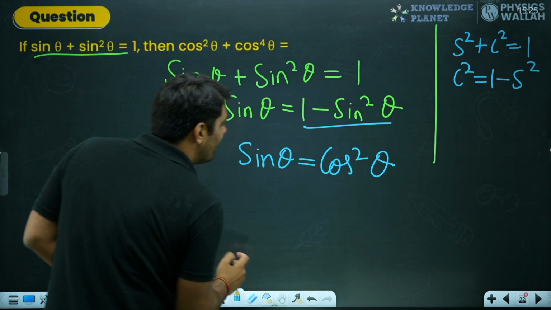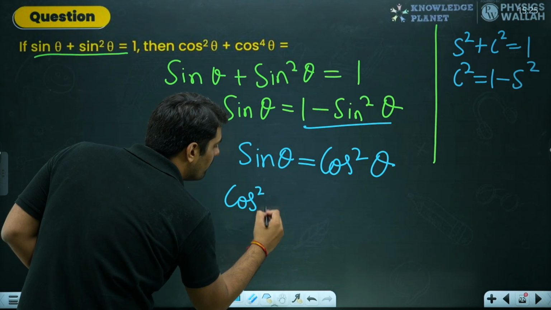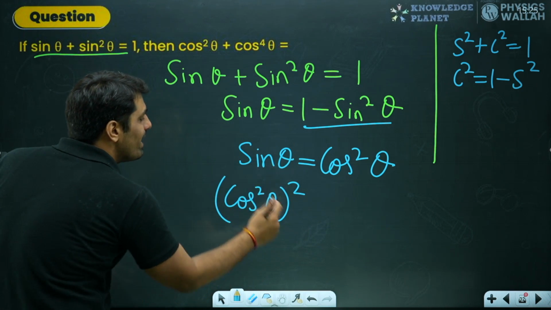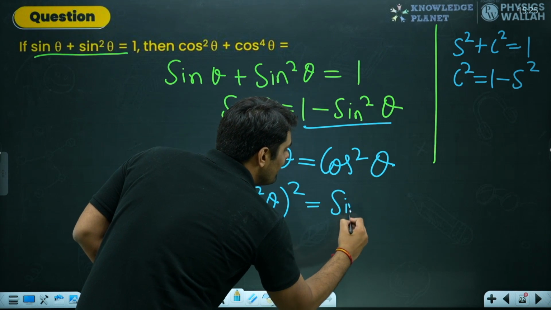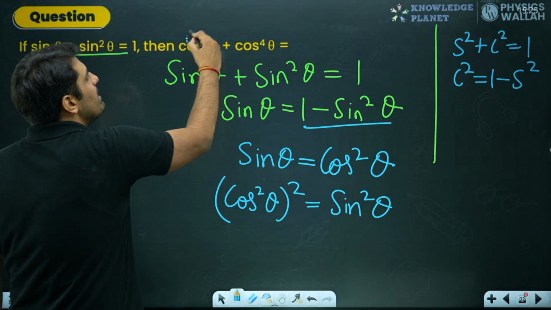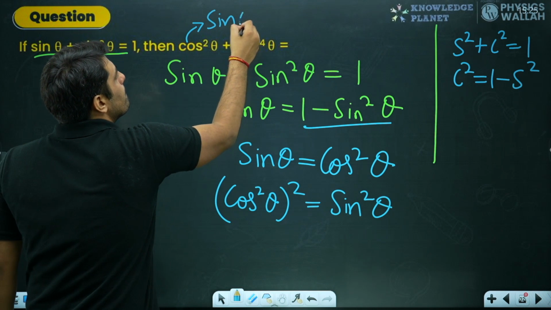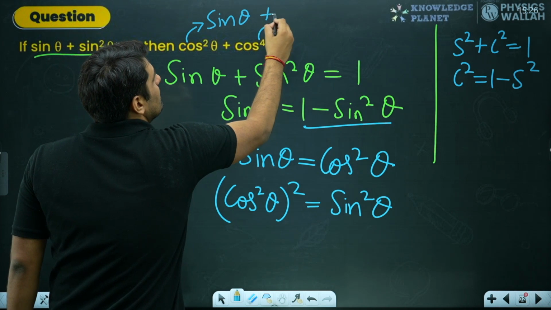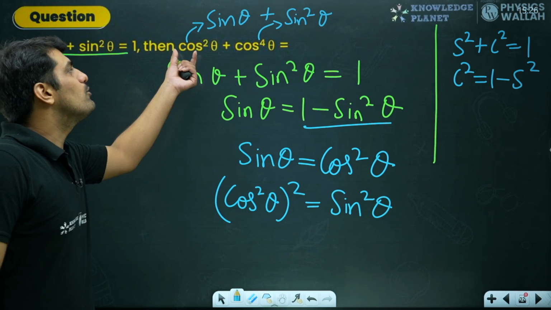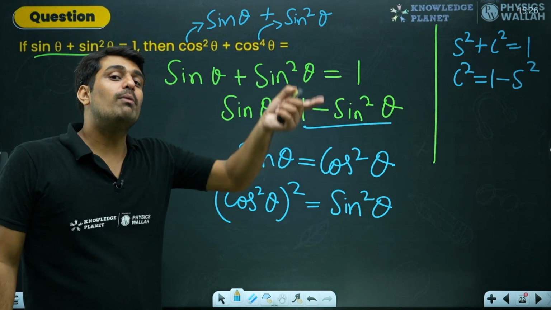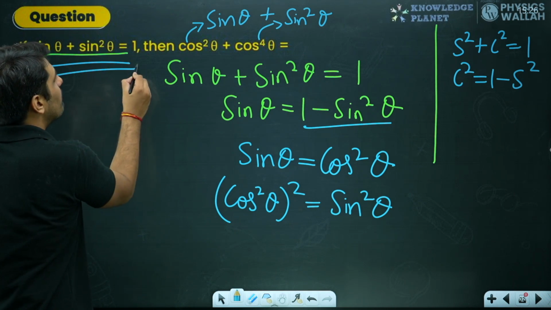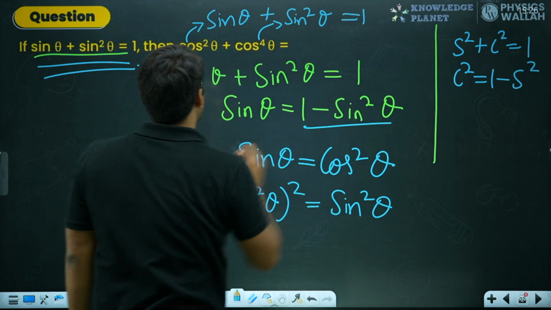If cos square theta is sine theta, what will be cos square theta whole squared? Again, I have squared the term, so it will be squared on the other side as well. This will be sine square theta. So ultimately, what they are asking me is cos square theta plus cos raised to the power 4 theta, which is sine theta plus sine square theta. What has been given to me? They have given the same thing, equal to 1. The final answer over here is 1.